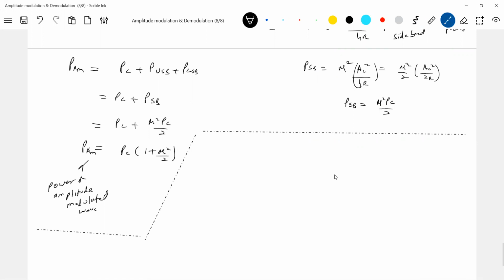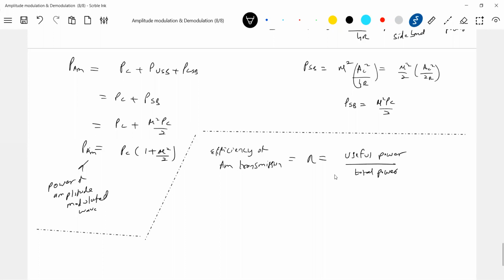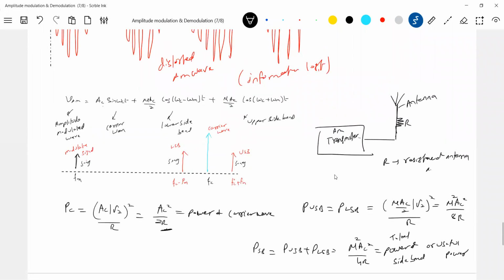Now we'll discuss the efficiency of AM transmission. Useful power by total power. Why am I bringing efficiency? Let's go back here. Tell me, there's a total power, no? What all you transmit, you are going to transmit this much. Agree this? In that, where is it useful? The useful power is only here. So definitely the efficiency will come into picture.